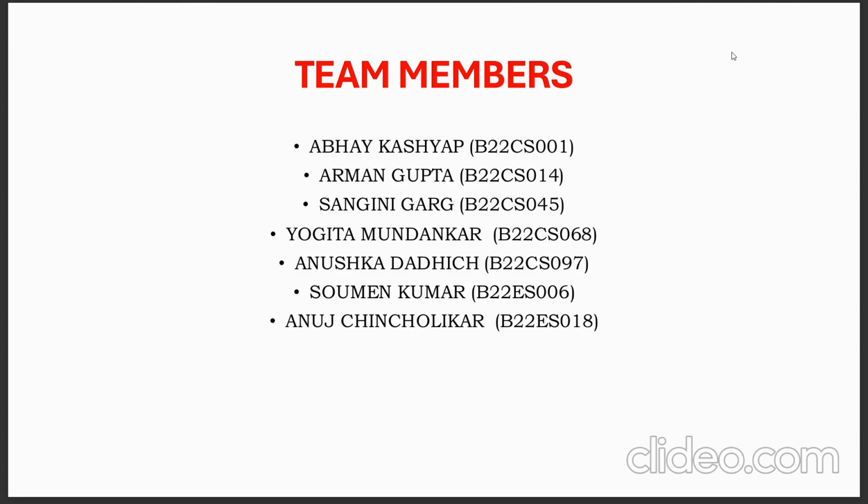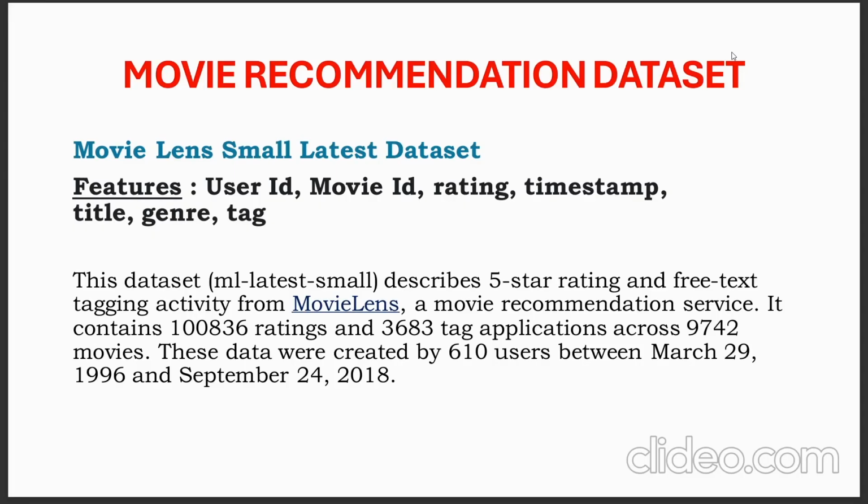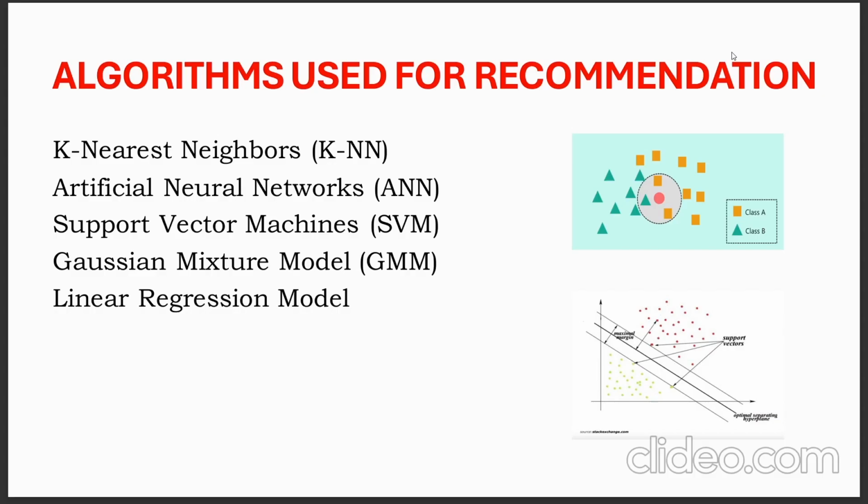So this is our movie recommendation data set, a MovieLens small data set that has features like user ID, movie ID, rating, timestamp, title, genre, and tags. It's a five-star rating data set, and it has 100,000 ratings. It was created on September 24, 2018 by 610 users. Okay, let's jump to the algorithms that we have utilized in this recommendation system.